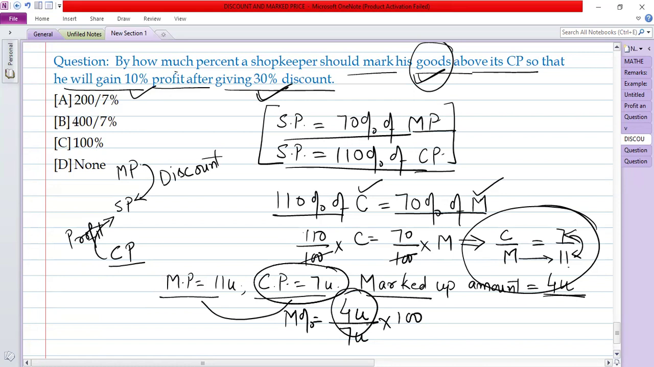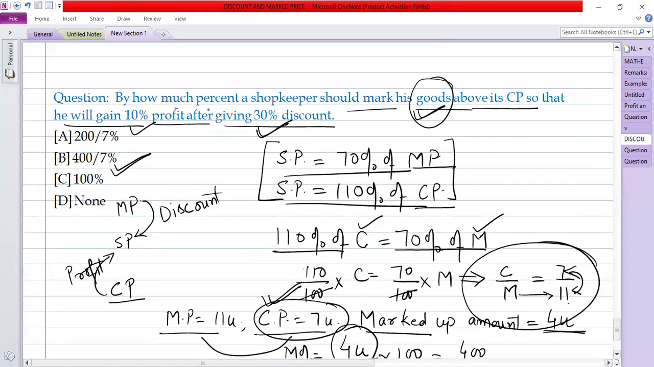Okay. So in the starting of this lecture, I mentioned that markup is always calculated upon cost price. One can very well see it is going to give us 400 by 7%. Okay, so this option will be correct. Actually in this question, it was asked by how much percent a shopkeeper should mark his goods above its cost price. It means the markup percentage was asked.